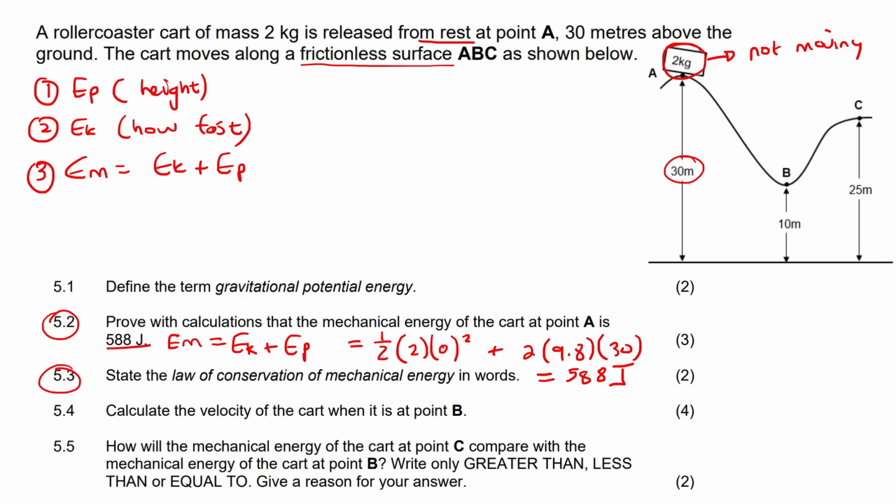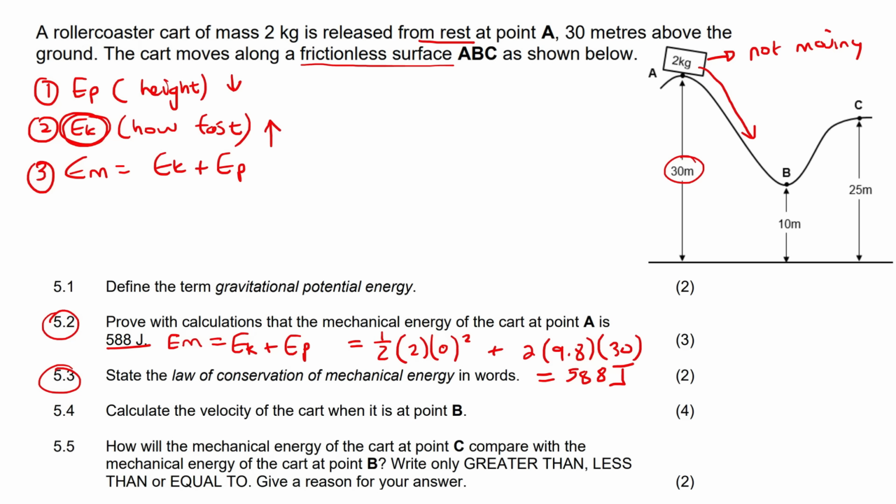But here's what will happen. As this object begins to go down the slope, its velocity is going to go up. You can think of it as its speed, going faster and faster, so the kinetic energy will go up. At the same time, its height above the ground becomes less, so the potential energy will go down. This one goes up, this one goes down, but the total will always be 588.